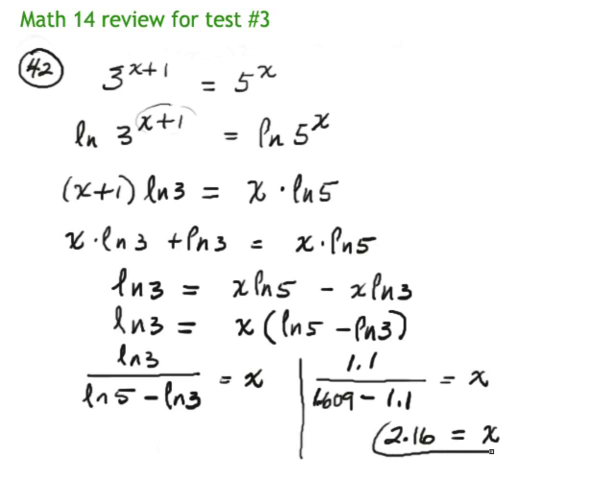So it is an approximation. If you wanted to do a check, let's just do a check here. We might as well. So we'd have 3 to the x plus 1, so 3 to the 2.16 plus 1, that's 3 to the 3.16. Is that approximately equal to 5 to the 2.16? So these you have to evaluate on your calculator. So let me do that. You have an exponent button on your calculator.